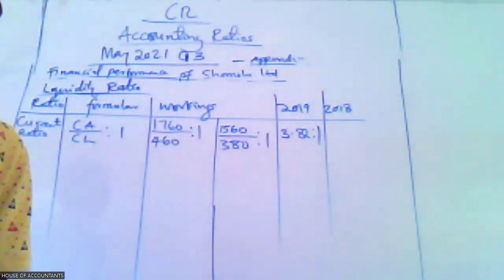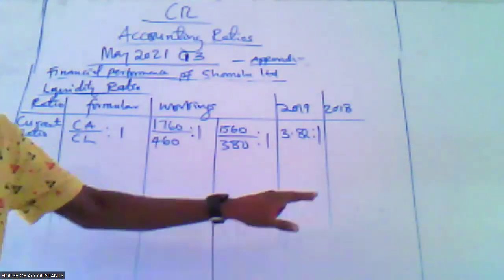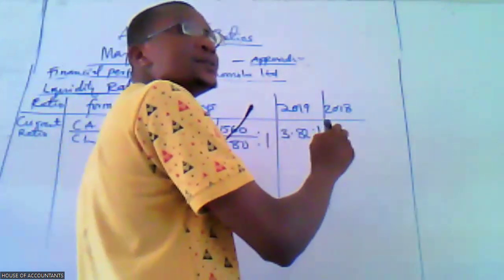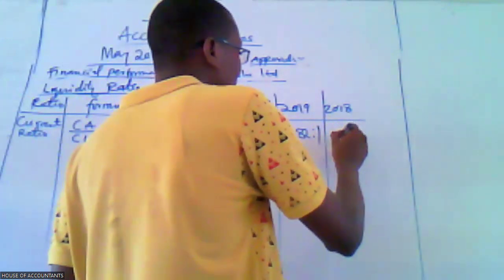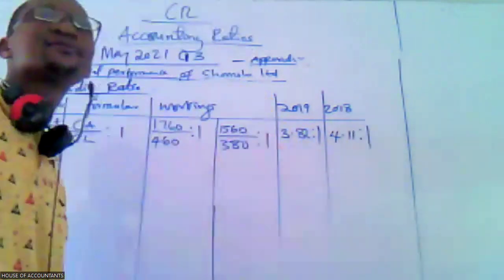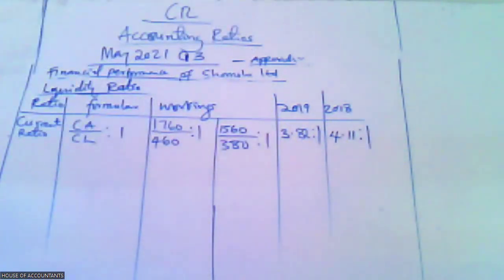And the last one, 4.11. 4.11, ratio 1. Do you approximate? No, don't approximate.